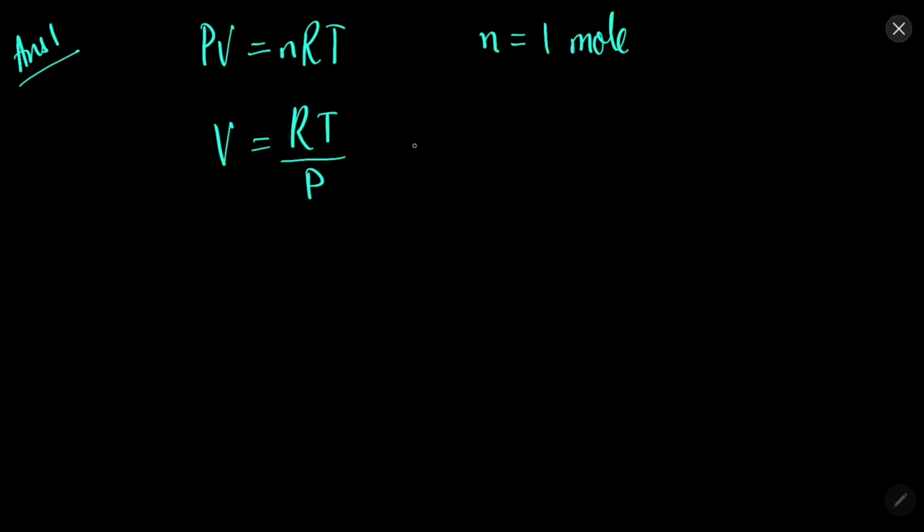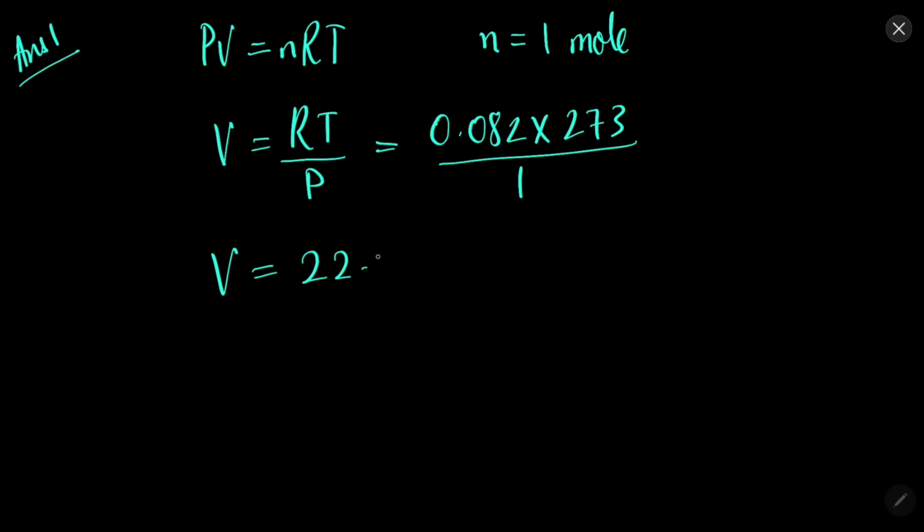So we know that PV is equal to nRT and V will be RT over P. Now n is 1 mole. So it will give us 0.082 into 273 over 1. So volume will be 22.38 or approximately 22.4 liters.